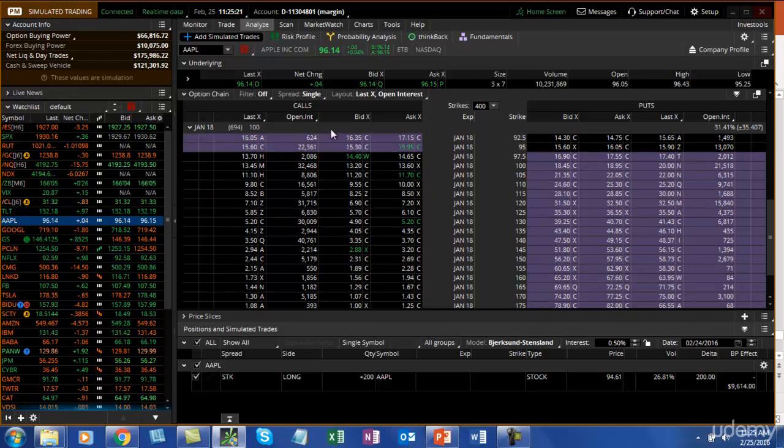So obviously the bias is towards the calls, which should tell you that over the next 2 years, people are expecting Apple to go up, which is not really a big surprise, but that's how you would look at open interest.